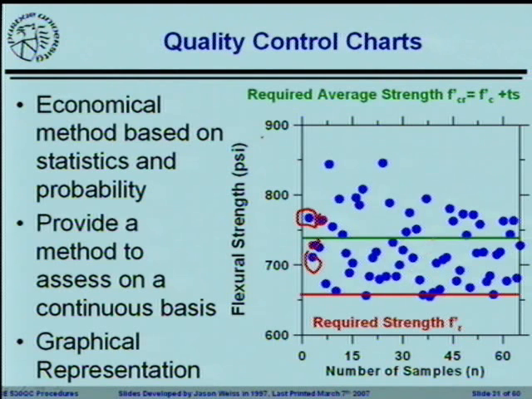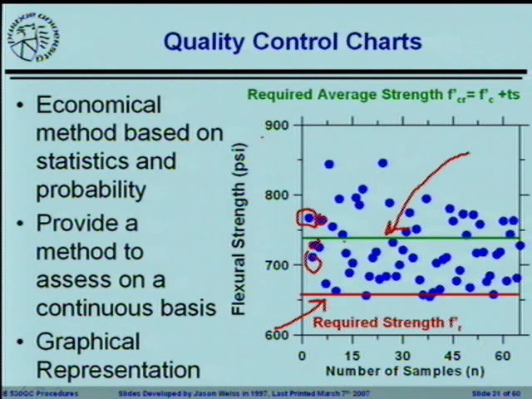Now you'll also see that there'll be two other lines. We typically have a line that's the target strength, or the mean that we're looking for, which is drawn here in green, and there'll be some sort of a requirement that is a certain number of standard deviations away from that. And the basic idea is this gives you a quick method of looking at, all of a sudden, is something changing in my process?